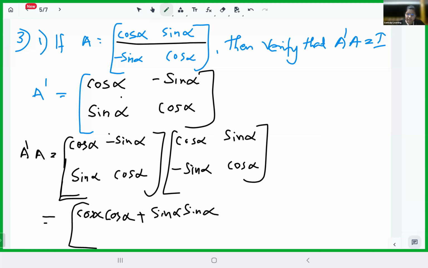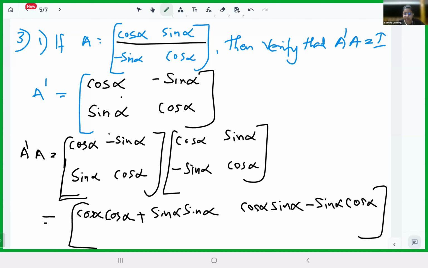Now you have to multiply the first row with the second column. So cos alpha into sin alpha, then minus sin alpha into cos alpha. Okay, now you consider the second row.